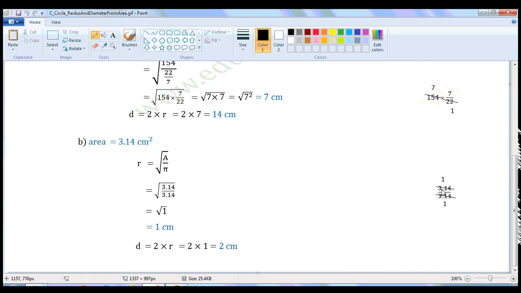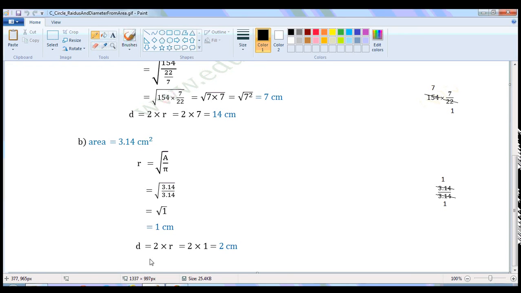When we divide 3.14/3.14, we get 1. So it will be equal to square root of 1. Square root of 1 is 1. So radius is equal to 1 centimeter.